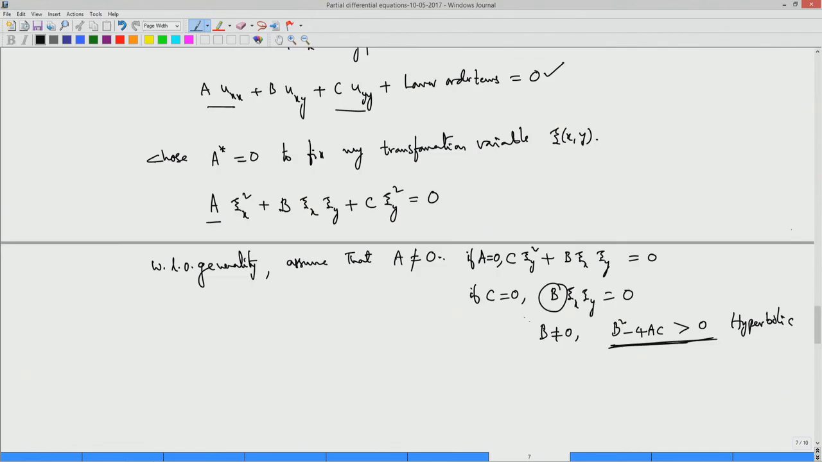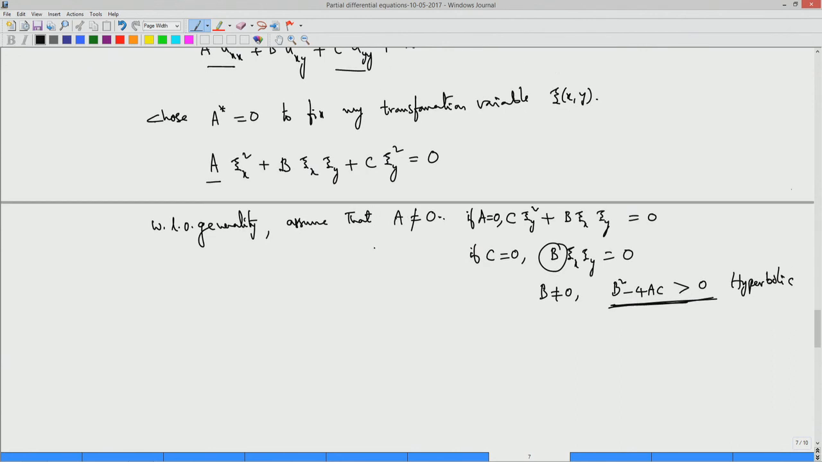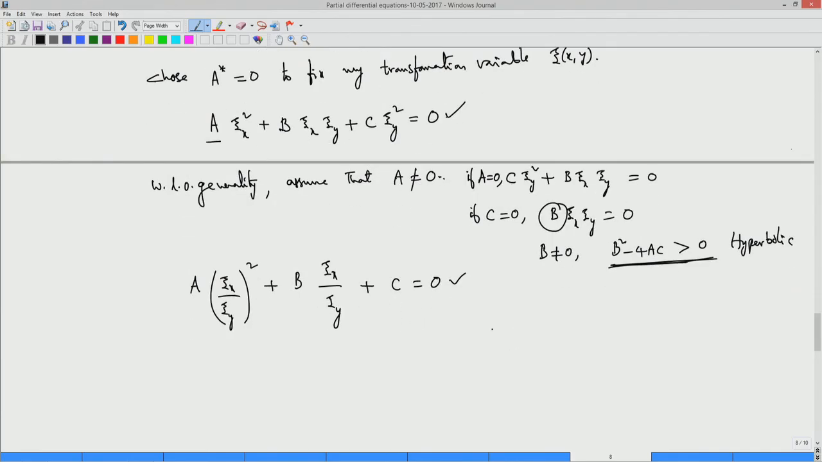Okay. So we can assume that a is non-zero and c is also non-zero. If c is 0, c can be 0. Okay. So, you have this one. Now, you divide both sides with xi y square. So, if we do that, (xi x by xi y) whole square plus b (xi x by xi y) plus c equal to 0. This is what you have if a is non-zero, that is what we assumed.